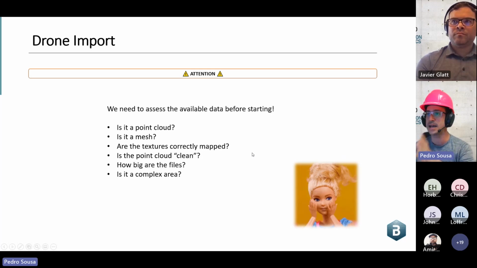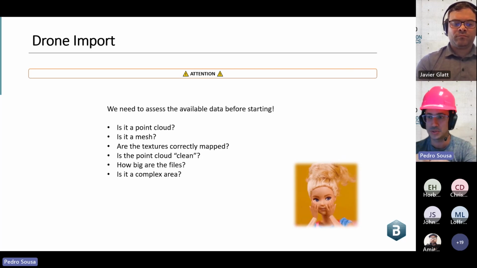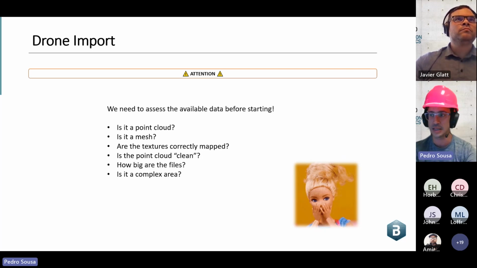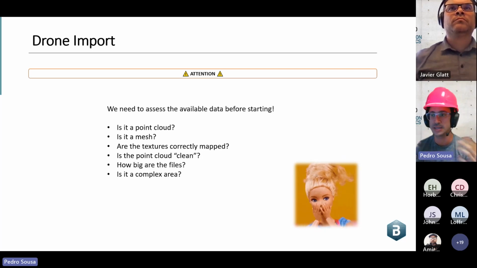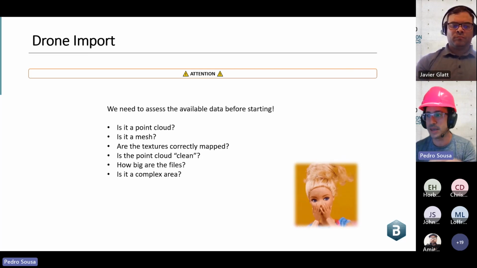And keep in mind that for drone imports, we have to assess what is the available data before we even start thinking about importing that data inside cmBuilder. So what is it that you have available in your hands? Is it a point cloud or is it a mesh? A mesh is basically a surface that may or may not have a texture, right?